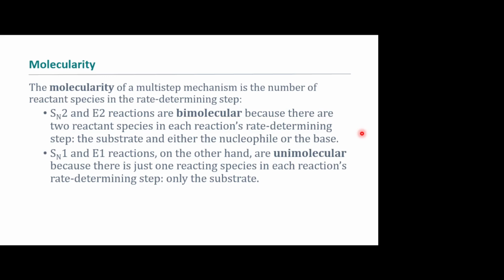So in SN2 and E2 reactions, these are going to be bimolecular because there's going to be 2 reactant species in each reaction's rate determining step. And so your substrate and either the nucleophile or base in those 2 reactions. Now the SN1 and E1 reactions are going to be unimolecular. They're going to only have 1 species that the rate law depends on. And that's because you only have 1 species in your rate determining step. So you don't have to have something else for the reaction to go forwards, right?